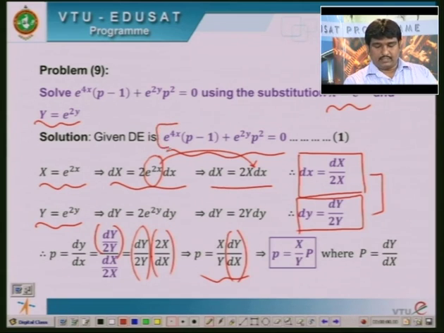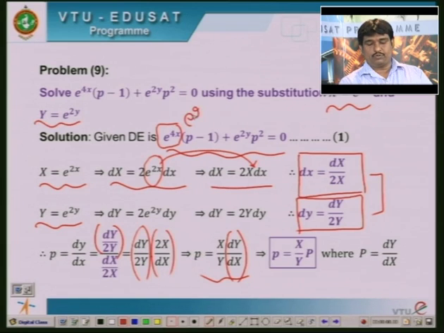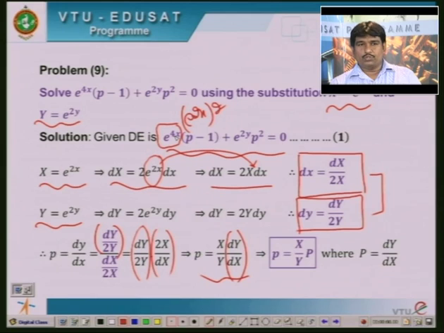See, I can write this e to the power of 4x as e to the power of 2x the whole square. So this e to the power of 4x becomes e to the power of 2x the whole square. E to the power of 2x is capital X, so that term becomes capital X square. E to the power of 2y is capital Y. So it is capital X square into small p minus 1 plus capital Y into p square equals 0.